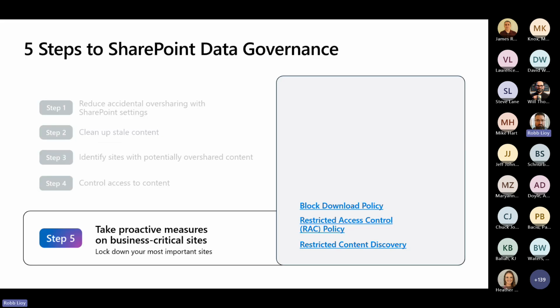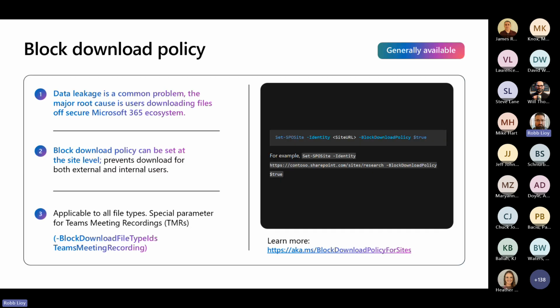And step 5 is to take proactive measures on business critical sites and locking them down. So we have things like the block download policies that you can set up. So this is in addition to anything you might have in Purview. It's a PowerShell command that you can run against a specific site where you can say, okay, don't allow any downloads from this site. And you see the PowerShell command line here. So you would put that in, indicate the site URL, create the block download policy, and it's all set.